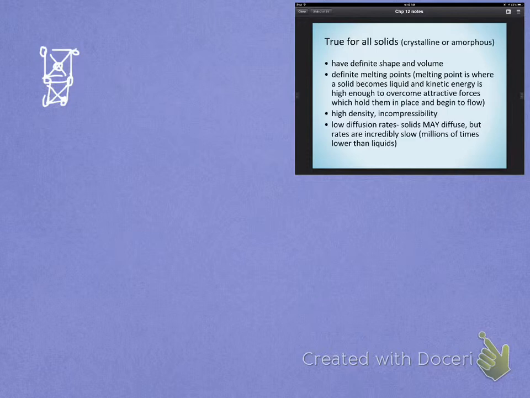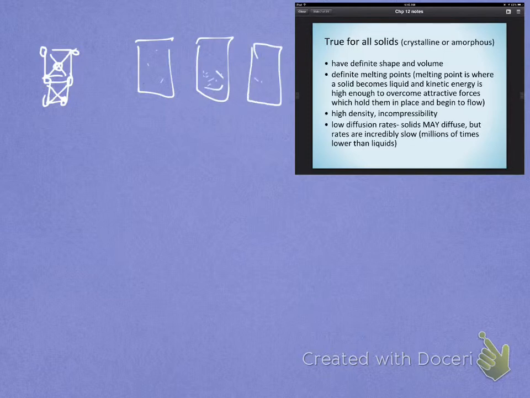Solids are all high density. We said that. We talked about gases, liquids, solids. Regular, fixed, and very high density. They're incompressible. You cannot compress a solid at all.